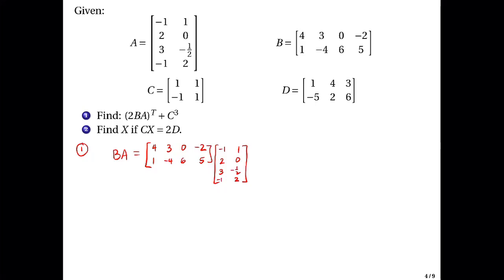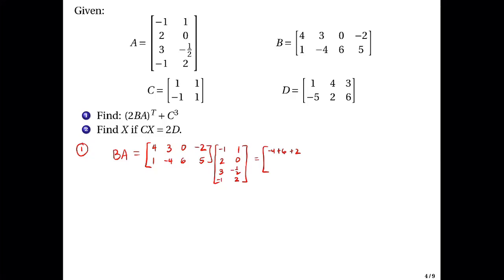So let's see. We do the multiplication in here. We will have 4 times negative 1, that's negative 4. 3 times 2, that's plus 6. And then this is 0. And then we have negative 2 times negative 1, so we have plus 2.